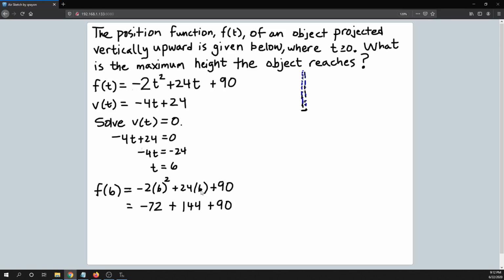All right, so working that down, it's just easier for me to combine these two. So negative 72 plus 90 will give me positive 18. So that's going to be 144 plus 18. And so that's going to give me 162. Looks like 162.